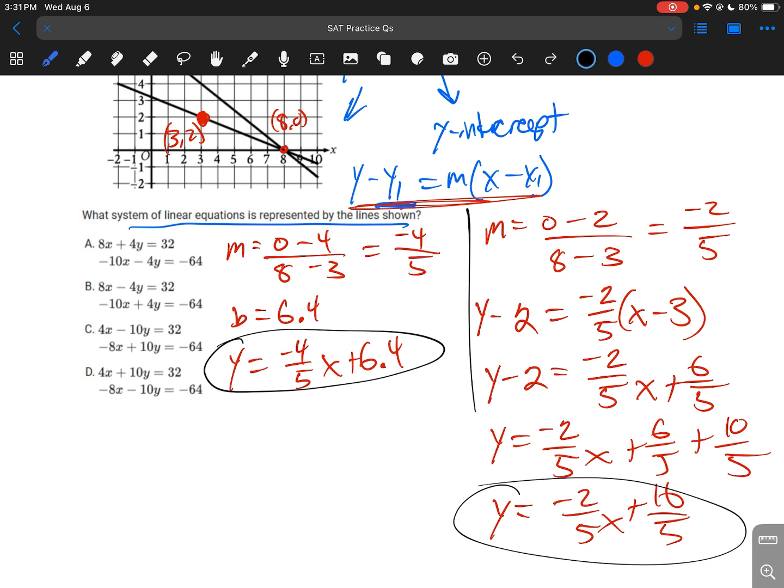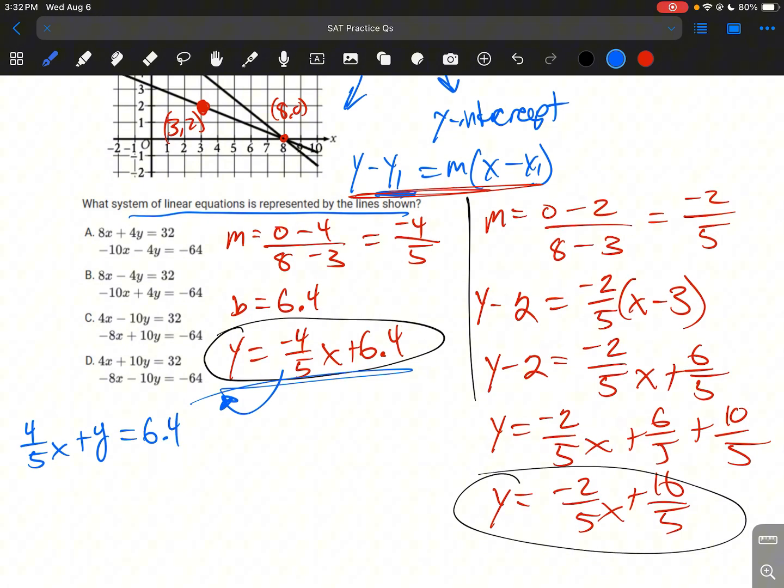Right, that's because the SAT wants to trick you. They want to put everything in this format with x and y on the left and constants on the right. And they also want to remove all decimal points and all fractions. So let's start with this equation. Let's move everything to one side for variables and everything to one side for constants. Moving this 4/5 x over, we have 4/5 x plus y is equal to 6.4.